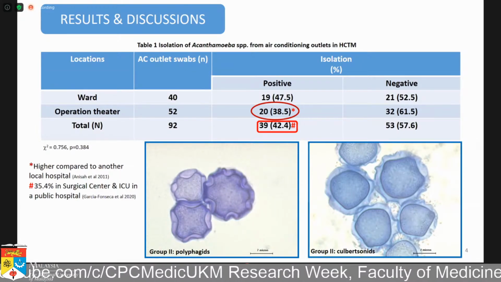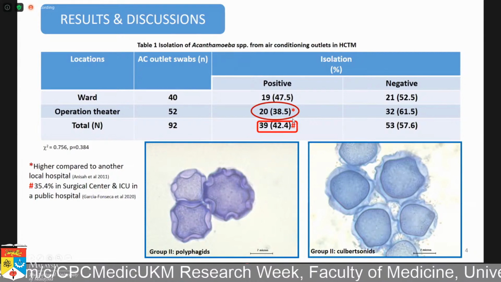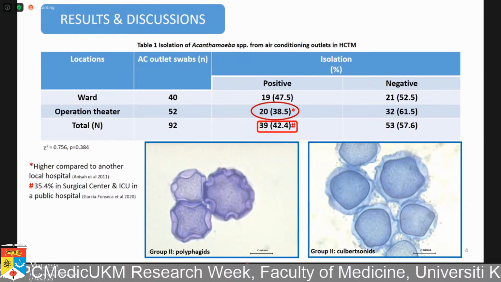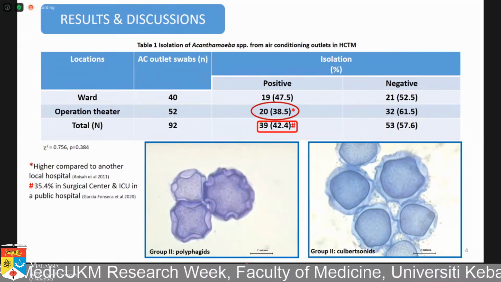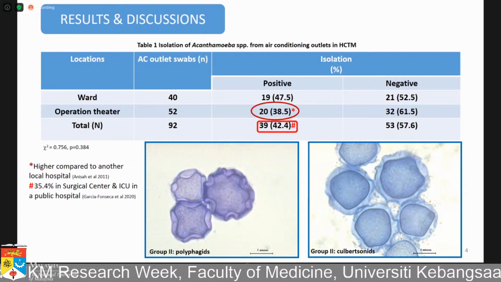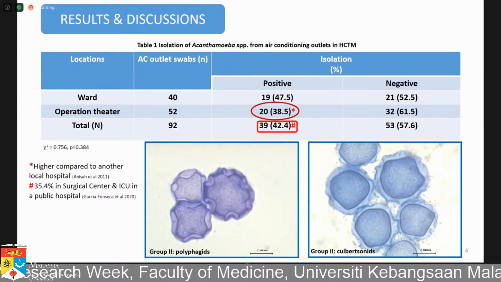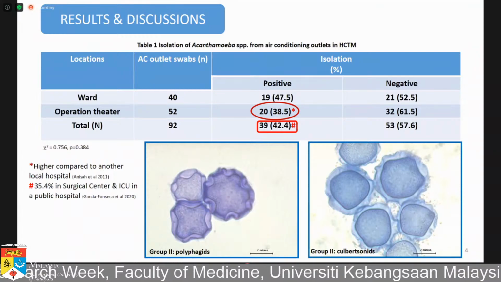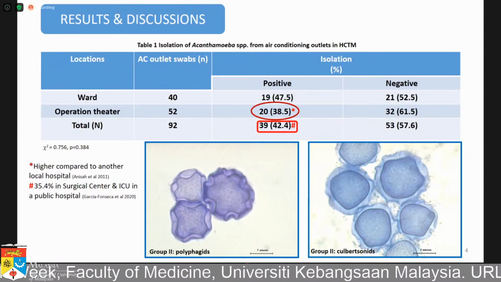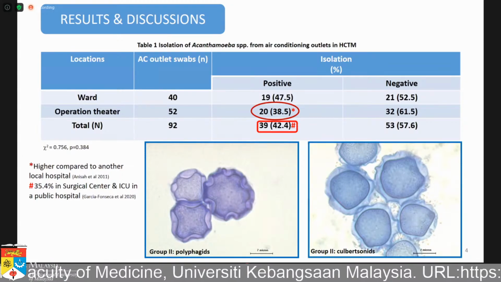And the isolation rate in OTs in HCTM is actually higher compared to a finding from another public hospital in Malaysia with only around 9.8% isolation rate. And we postulate that this may be due to the different practice in managing and maintaining both hygiene and sterile condition in OTs. For example, the use of different types and concentrations of disinfectants, which may have different effects.